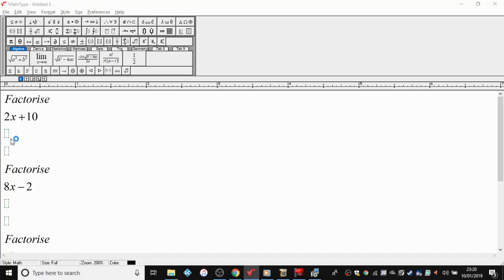So here, 2 is a factor of 2x, but it's also a factor of 10. So we can take that out because that's what the 2x and 10 have in common. So 2x plus 10 factorised is 2 bracket x plus 5, because when you multiply it back out you get 2x plus 10. When you expand the bracket, that's what you get. That's why. Let's try another example.